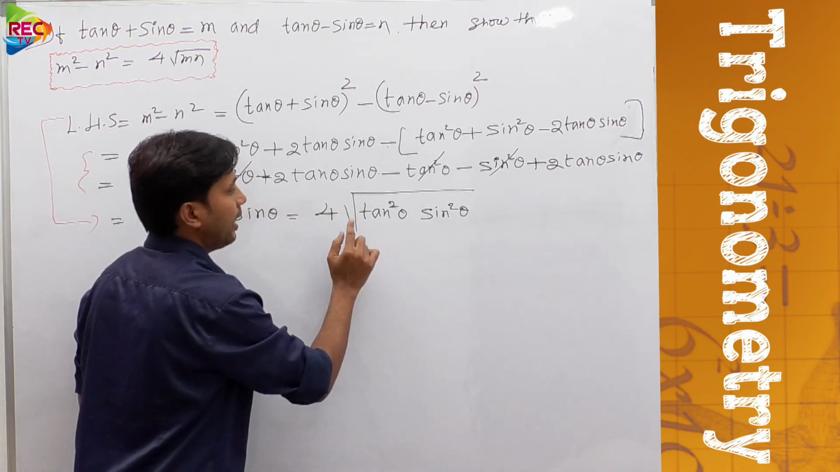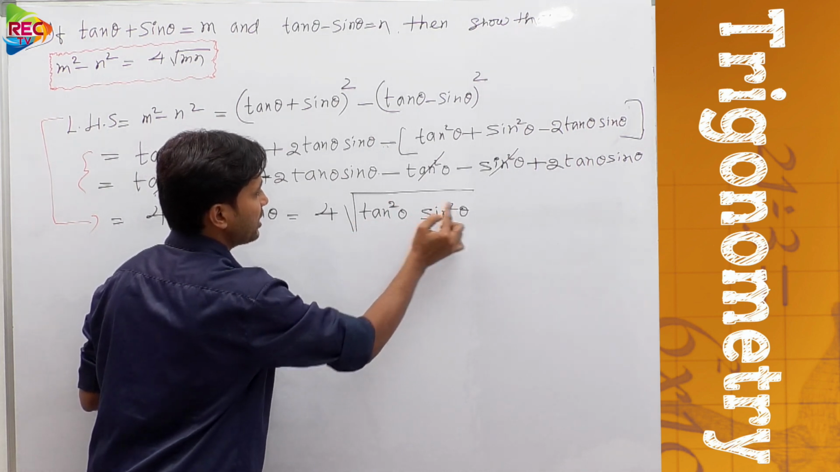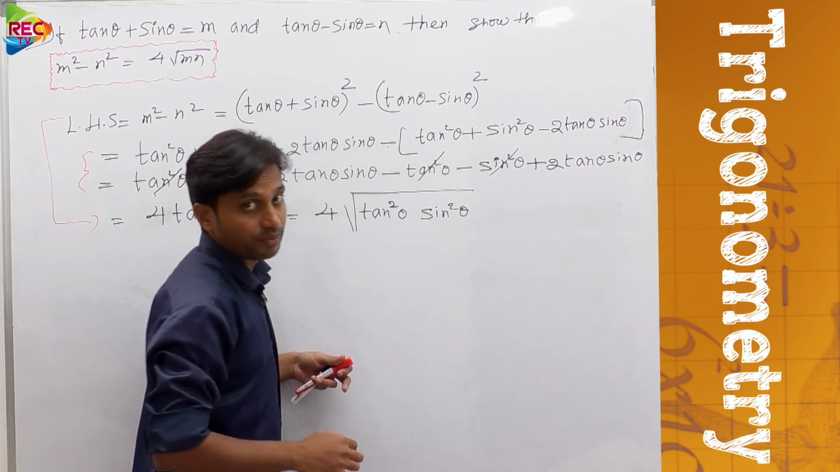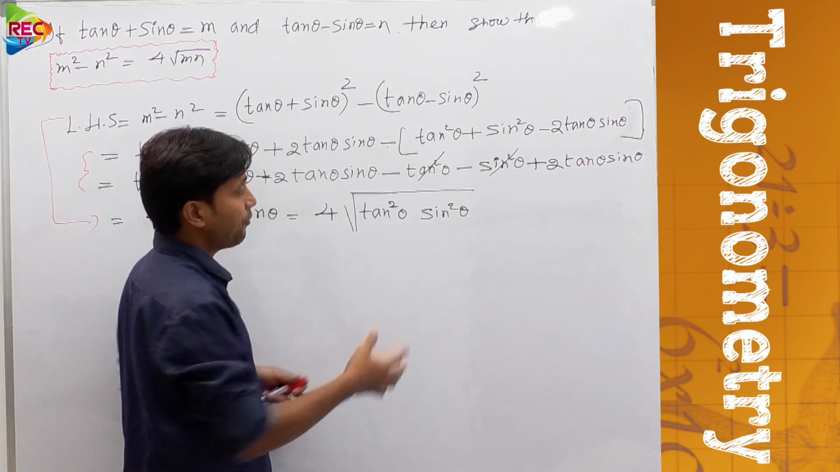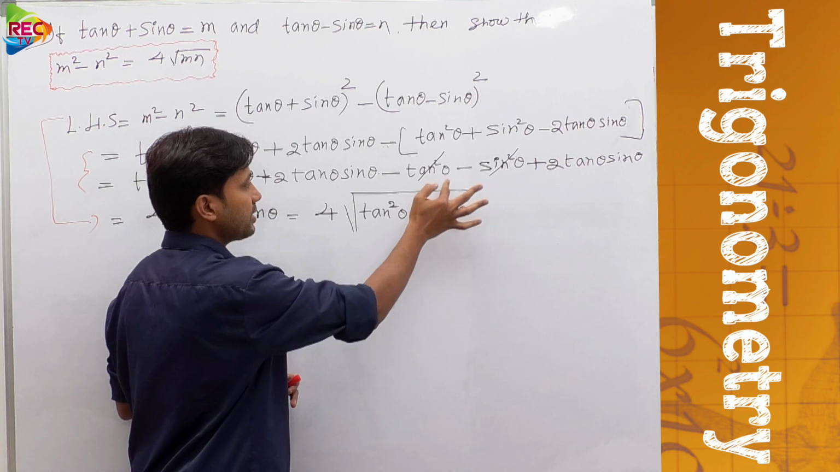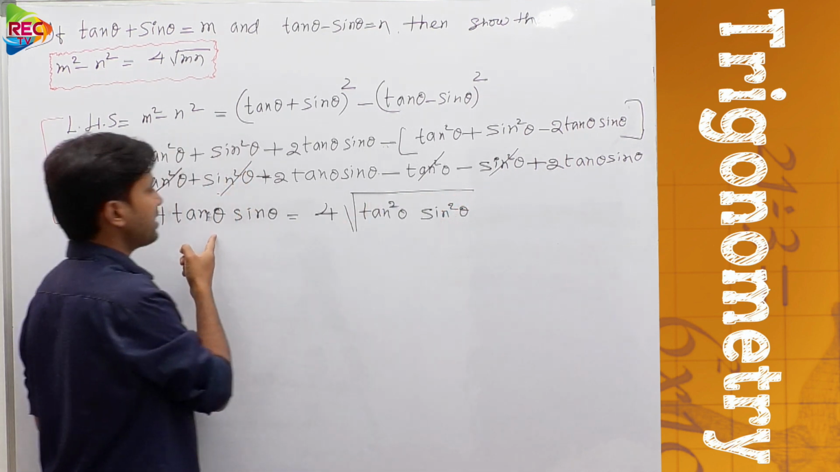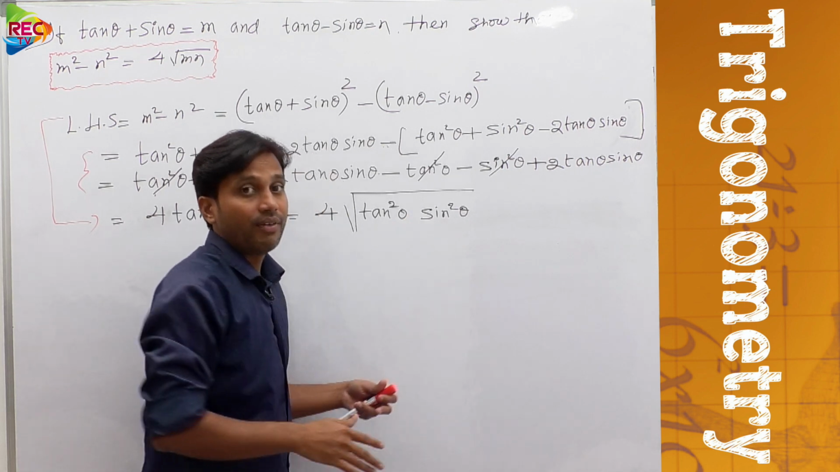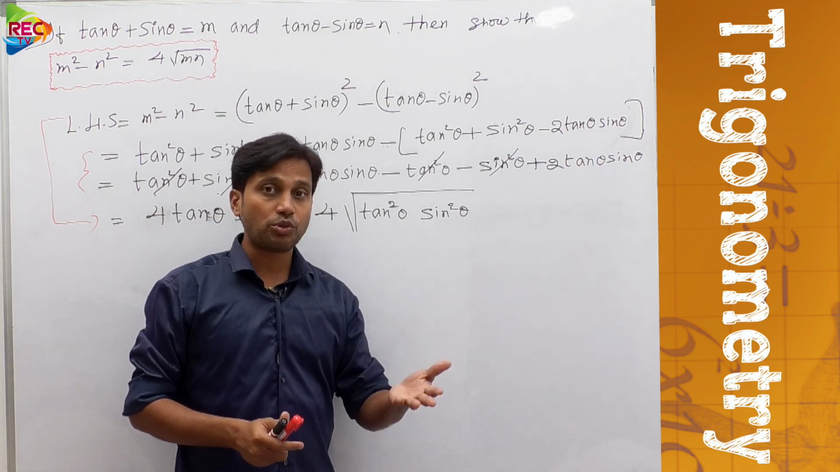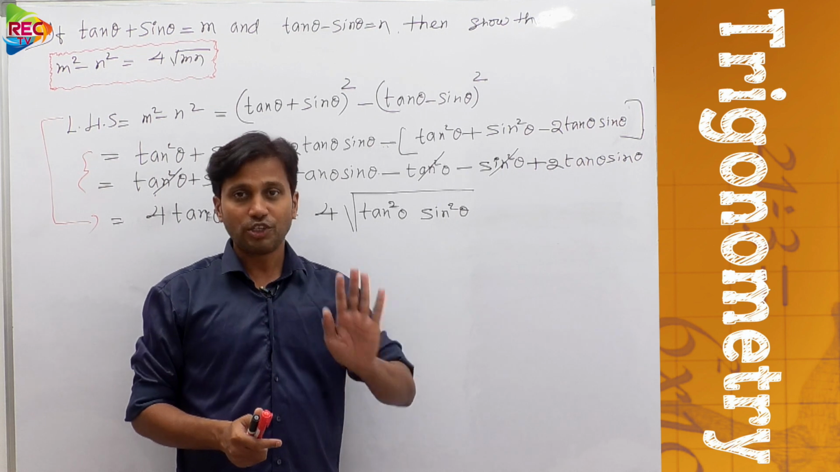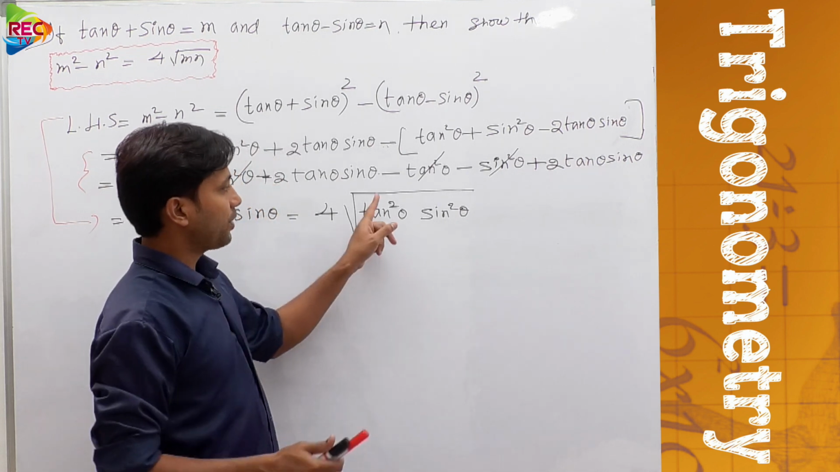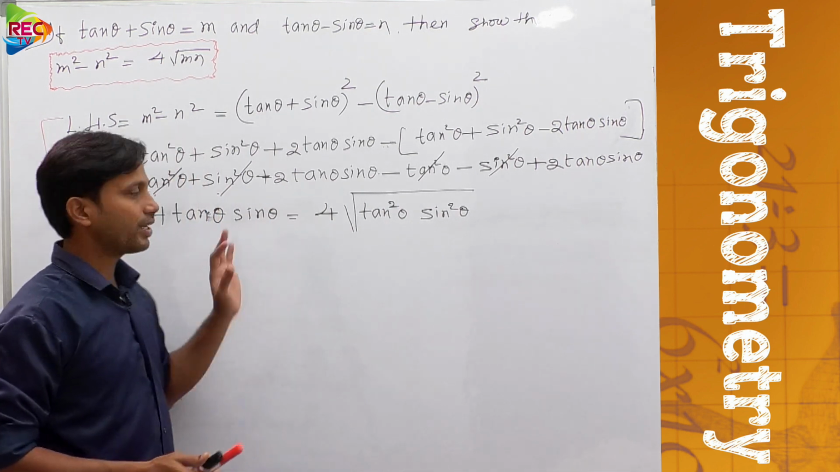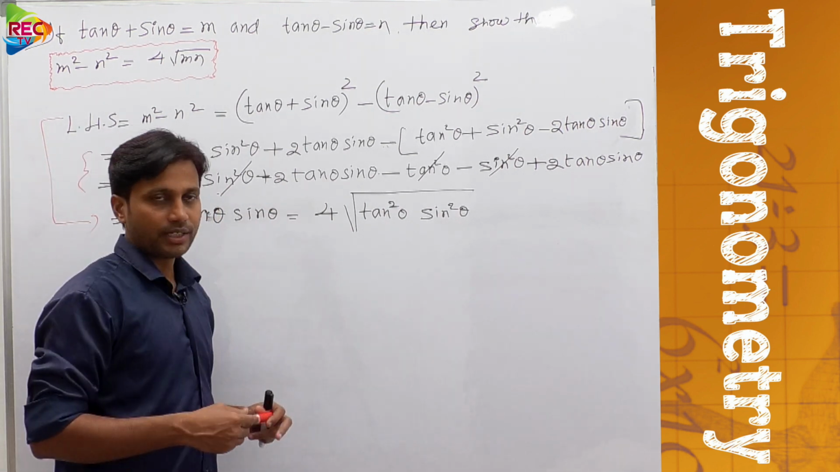I applied squares to the tan theta and sin theta, and similarly I applied the square root also. What happens if you cancel squares of this with the square root? Again we'll get the same or not? Means the value is not changed here. When you apply the square and square root to the same term, the value remains the same. So I think you might have understood this.